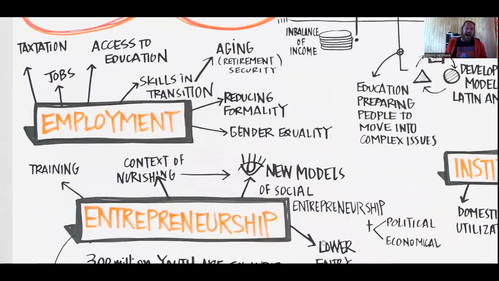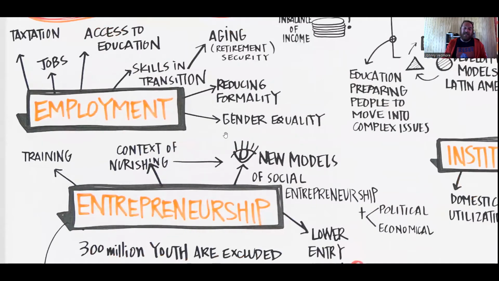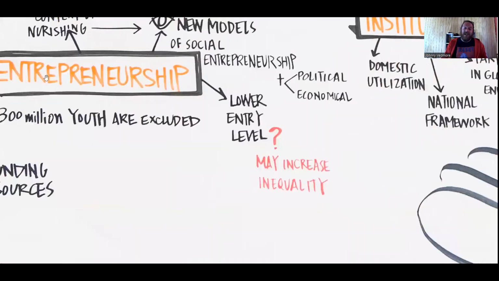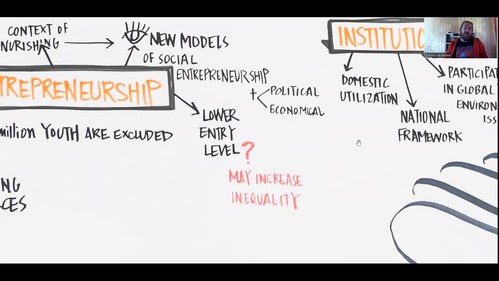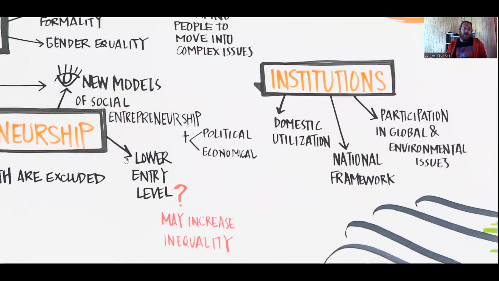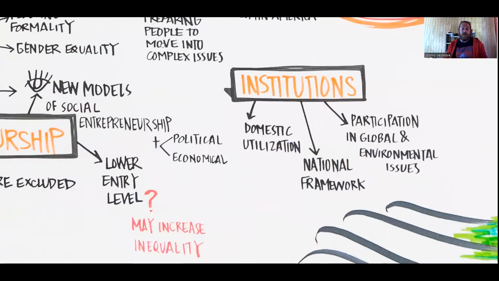That whole access to education, aging, retirement, skills in transition, 300 million youth are included. Lower end. So those 300 million youth who are excluded, is that because of lower entry level, so you don't need so many skills, you haven't been trained so much? Is it low entry level that you're younger, so you can go into work when you're 15 or 14 legally? May increase inequality. Maybe it sounds like it's a lower entry level. It's this question mark. It is a definite question mark. Loads of question marks there.